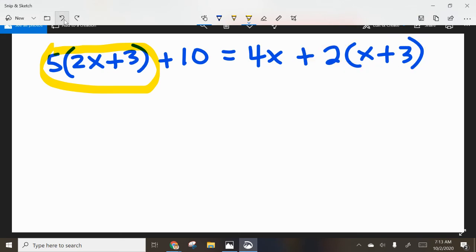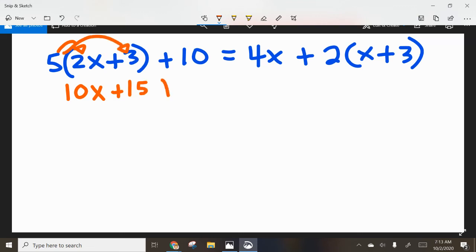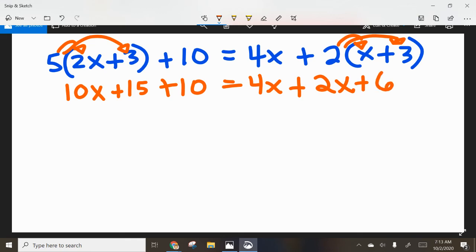You always have to handle your distributive property. So do that first. And I'm going to go ahead and do that as well. So you do that with me. I'm going to get 10x, right? 5 times 2x plus 15, 5 times 3. And then write out the rest of the equation, plus 10 equals 4x. What's this going to be? Plus 2x, right? That jump right here. And then what's this one going to be? 2 times 3 is 6. Okay.